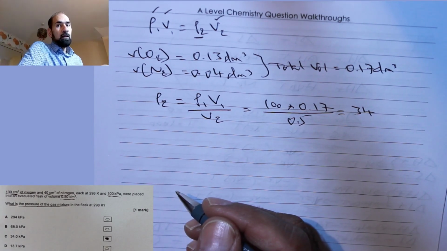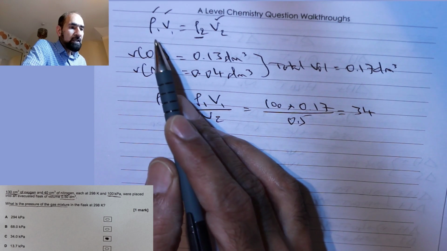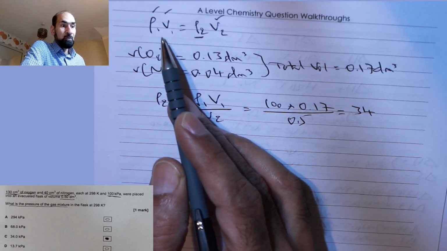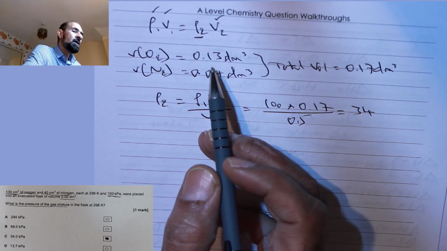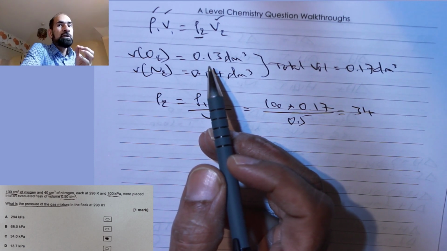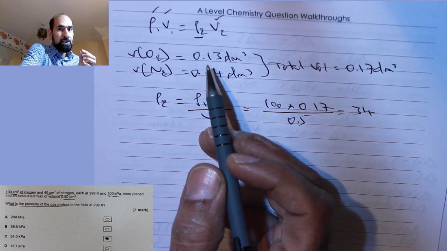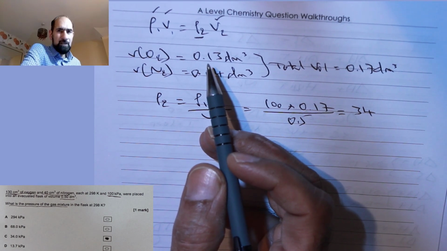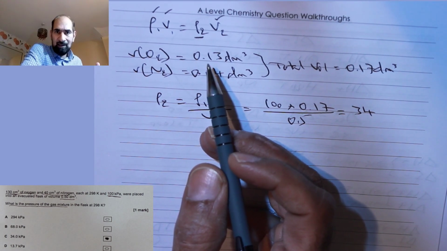Now, why does the system work? Why does this P1 V1 equals P2 V2 work? If you know the dilution equation, yes, C1 V1 equals C2 V2. Let me know in the comments, and I'll explain that in another video.